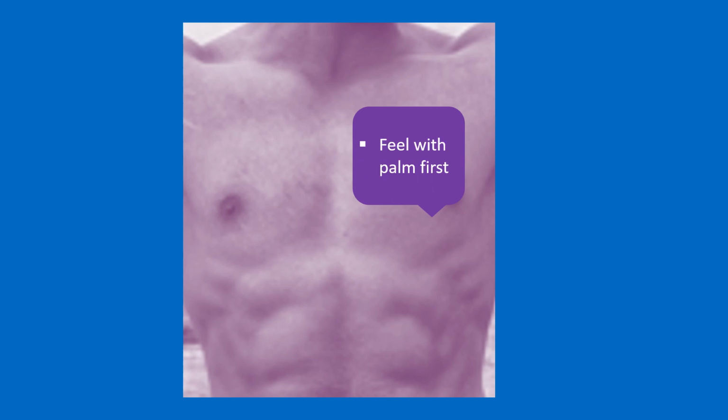Apex beat is initially felt with the palm of the hand and then localized with the index finger. Sometimes it may be difficult to palpate in obese individuals and in those with emphysema. Palpation in held expiration and in left lateral position may help in localization. Normal apex beat is felt in the fifth left intercostal space, typically about 1 cm medial to the mid-clavicular line.